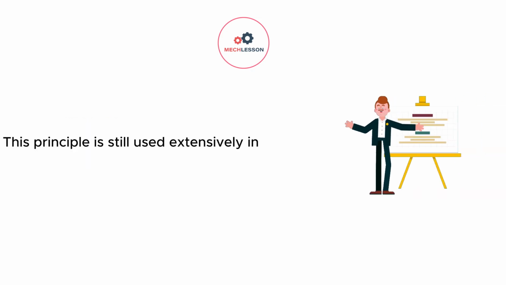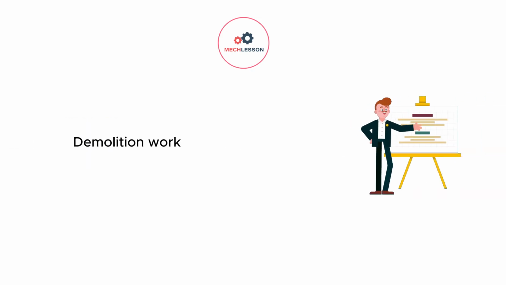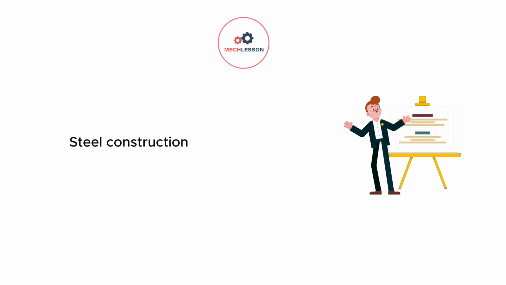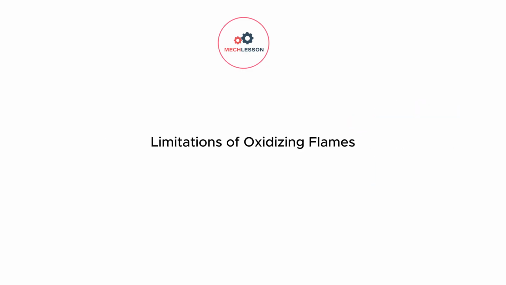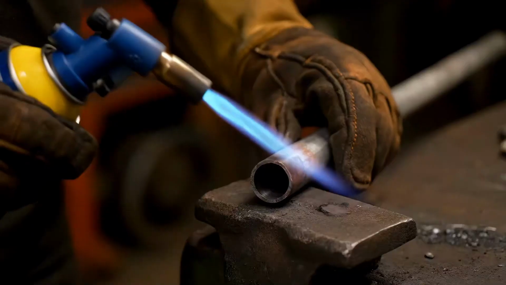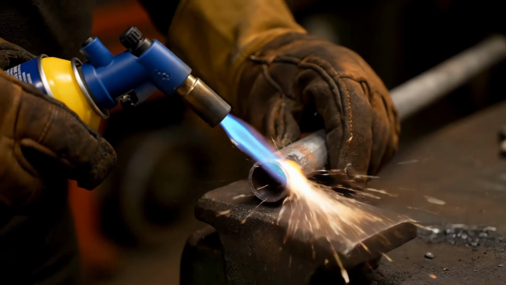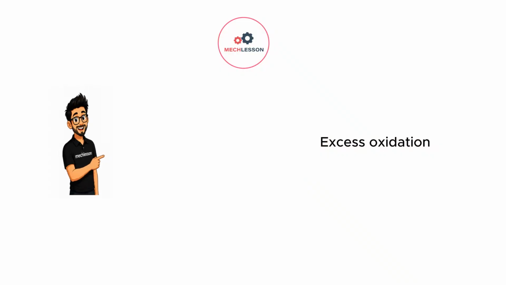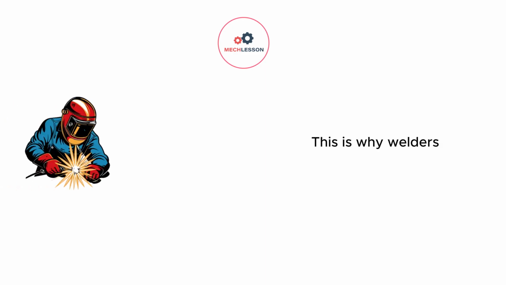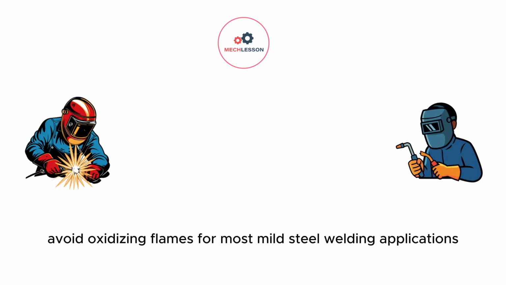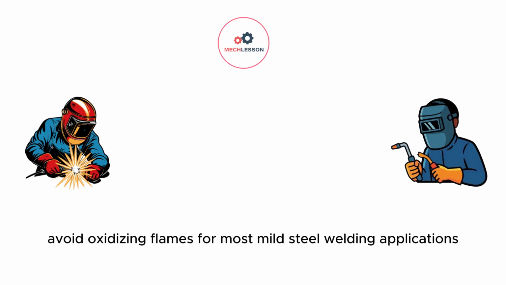This principle is still used extensively in demolition work, shipbuilding, heavy fabrication, steel construction, and scrap metal processing. Limitations of oxidizing flames. Using an oxidizing flame on ordinary steel can cause excess oxidation, porosity, brittleness, reduced strength, and poor weld quality. This is why welders avoid oxidizing flames for most mild steel welding applications.